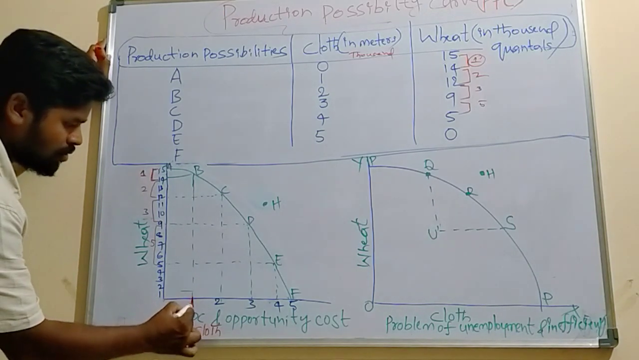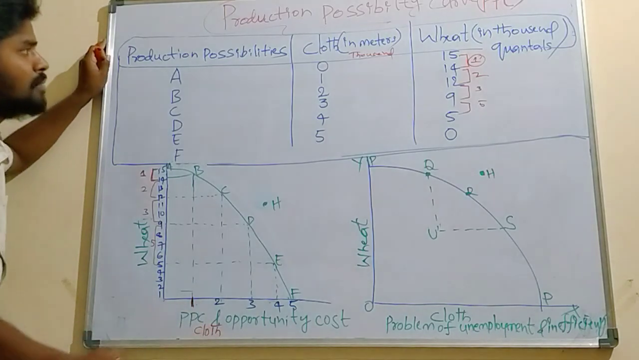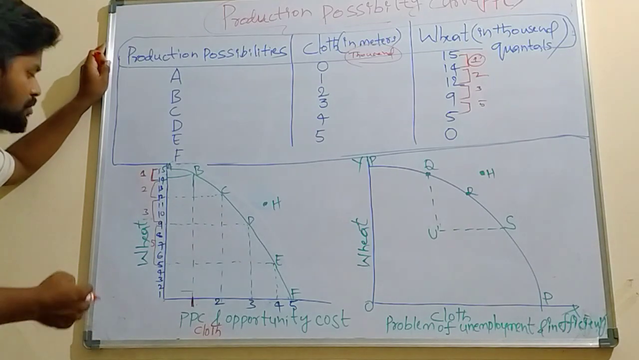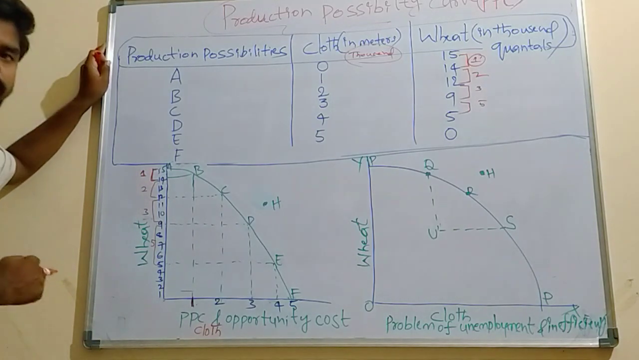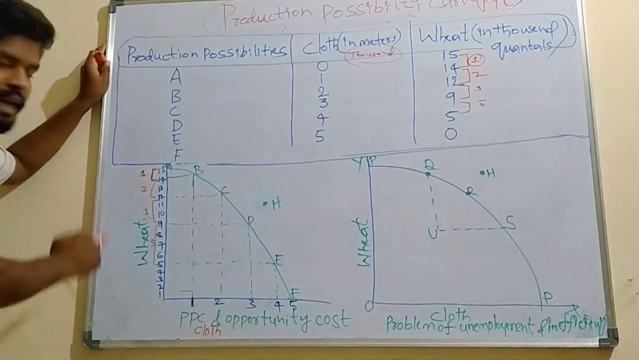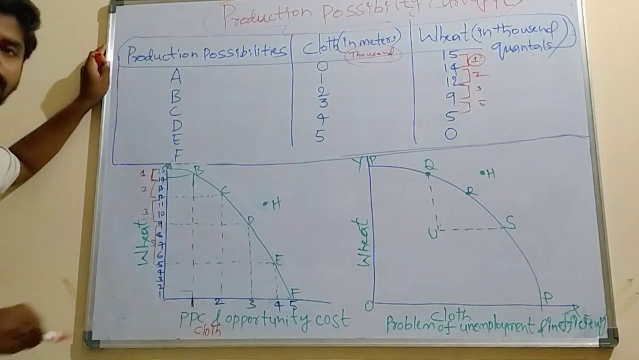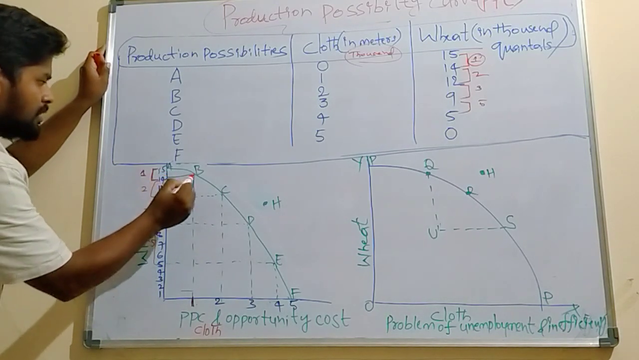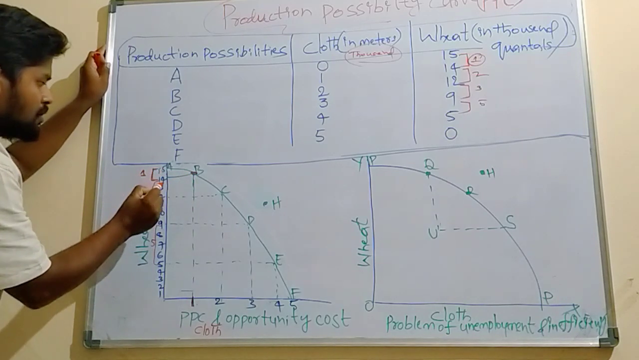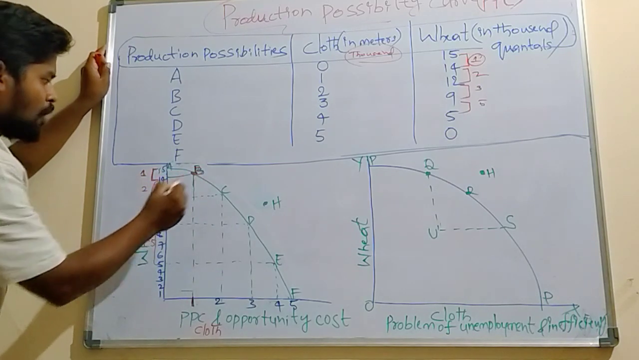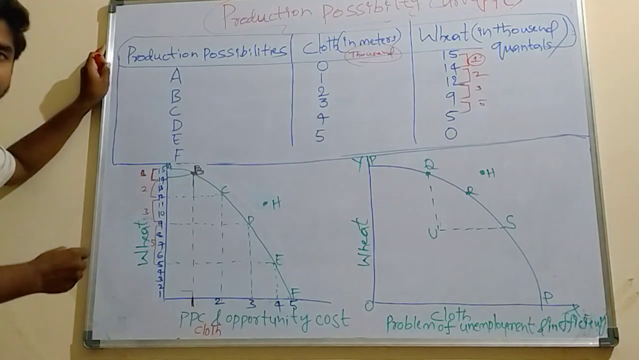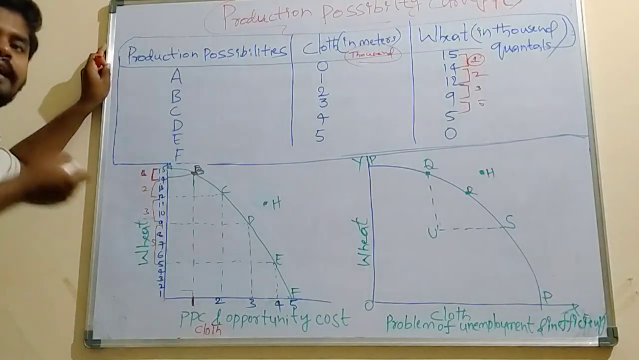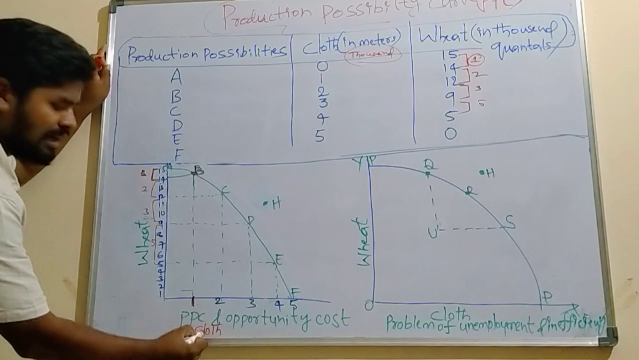See here, in terms of meters, 1000 meters of cloth we have produced by sacrificing the wheat. 1000 quintals of wheat we sacrificed to produce 1000 meters of cloth. See here, 14 to 12. At point B, from 15 to 14, we have given up or sacrificed 1000 quintals of wheat to produce another good like cloth.